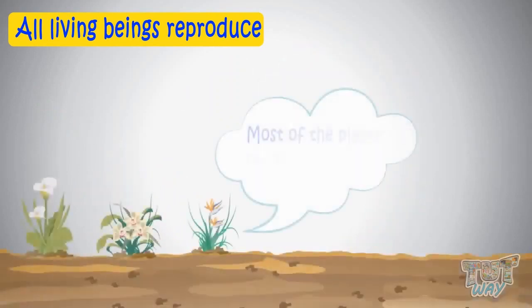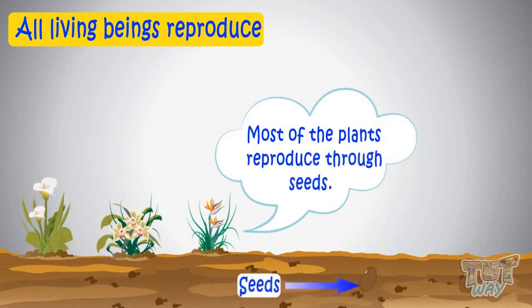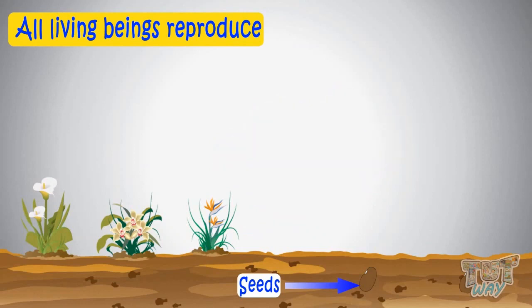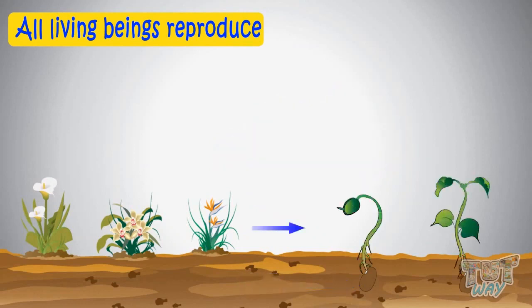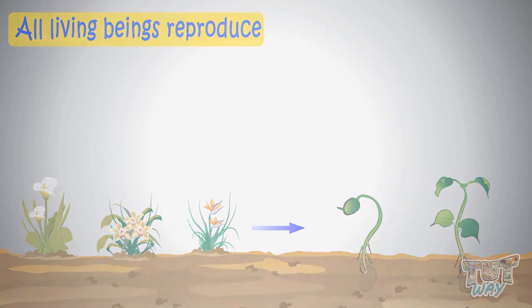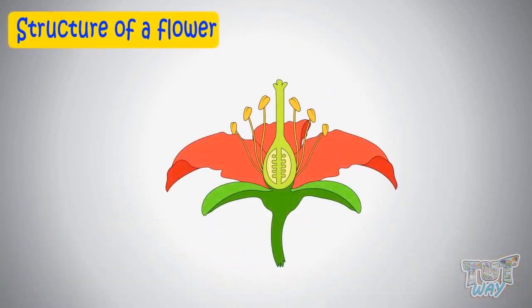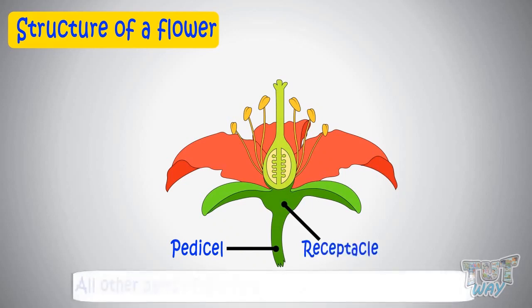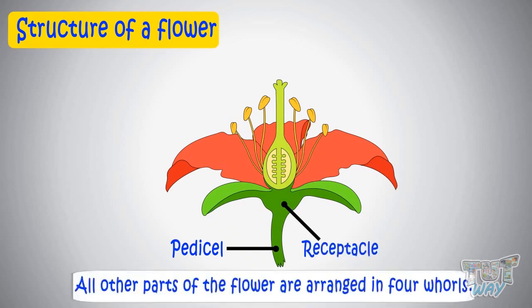Most of the plants reproduce through seeds. That is, they produce seeds which, when they germinate, produce a new plant. Let's see how these seeds are produced. We learned the structure of a flower in our last assignment. This is the pedicel, which is a green colored stalk. Then this broader part is the receptacle, and all other parts are arranged in 4 whorls.